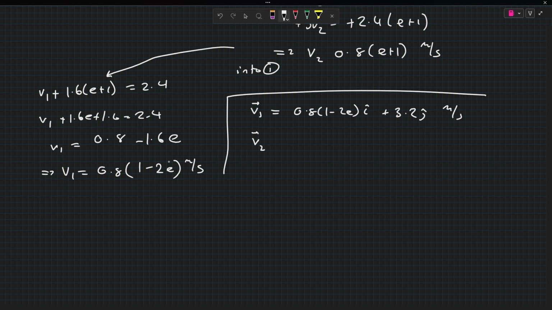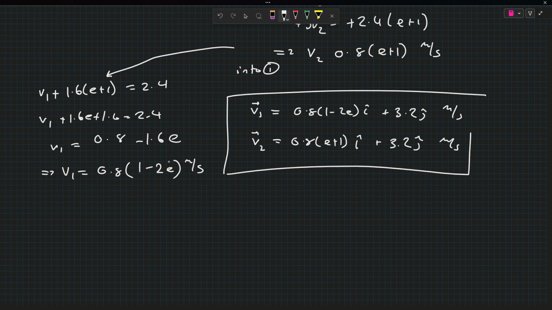And then V2 is 0.8 times E plus 1 i, and again plus 3.2j, because that was travelling directly upwards before the collision. And those are the answers to question 2 of the higher level applied maths paper.